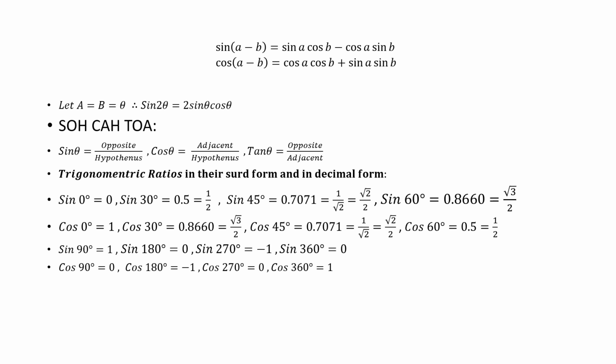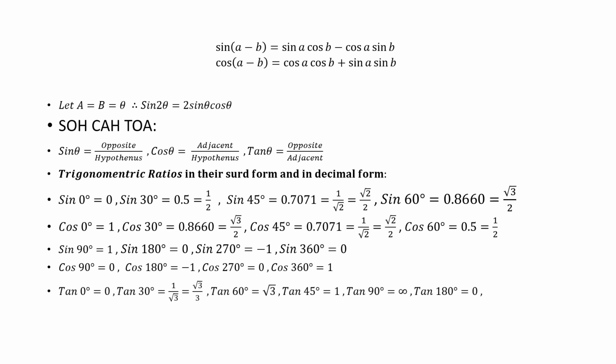Tan 0 equals 0, tan 30 equals 1 over root 3 equals root 3 over 3, tan 60 equals root 3, tan 45 equals 1, tan 90 is undefined, tan 180 equals 0. Tan 270 is also undefined, and tan 360 equals 0.